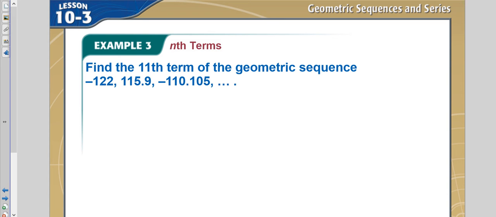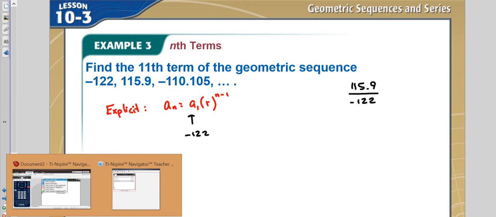Now let's look at finding the 11th term, or just any random term in general. But to find the 11th term, you'd still use the same formula we just saw, that explicit formula. Remember, it was a sub n equals a sub 1 times r to the power of n minus 1. Well, in this case, we know that a sub 1 is negative 122, and our r, we're going to get the r by taking 115.9 and dividing it by negative 122.